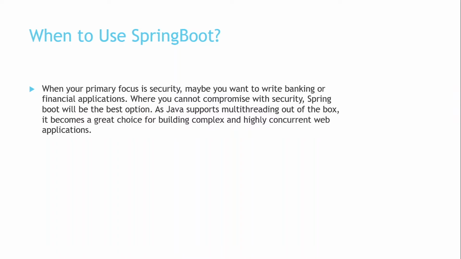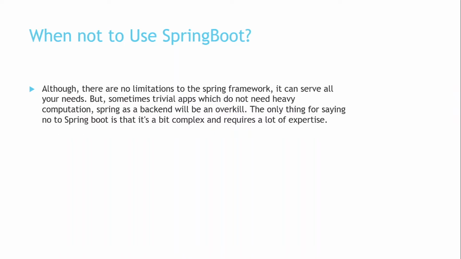As Java supports multi-threading out of the box, it becomes a great choice for building complex and highly concurrent web applications. When not to use Spring Boot, it is just like Django. We should not use Spring Boot when there are small projects, when it is a very small project and you are using Spring Boot. It will be like you are cutting nails with a sword. So that is the thing. You should not use Spring Boot, which is a very great or very extensive framework, for building small applications.